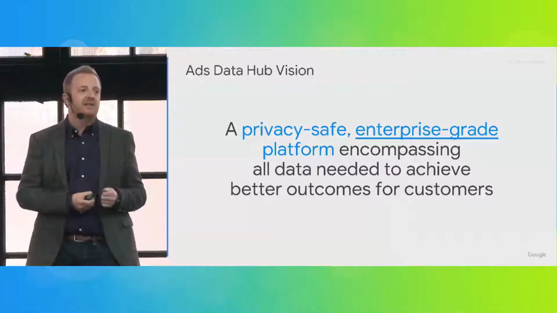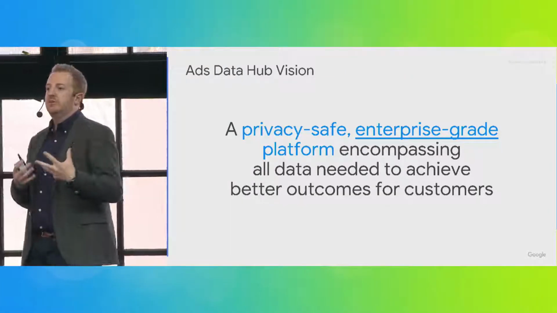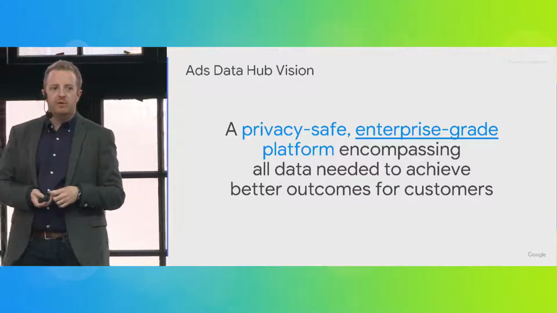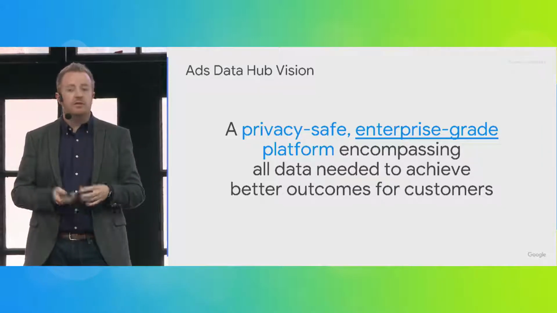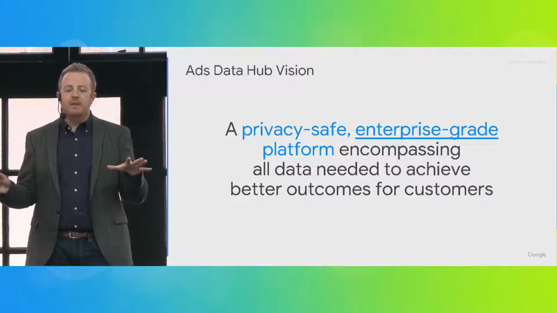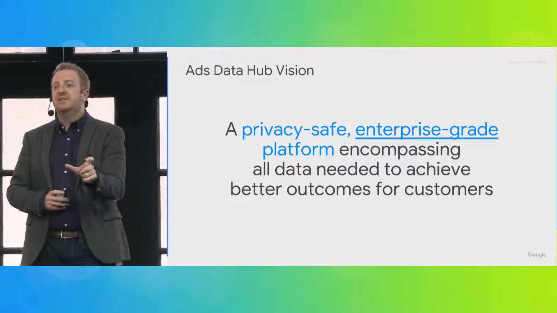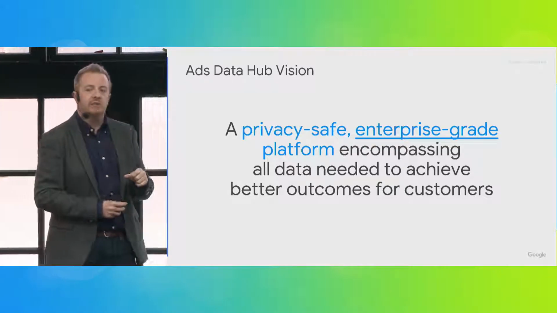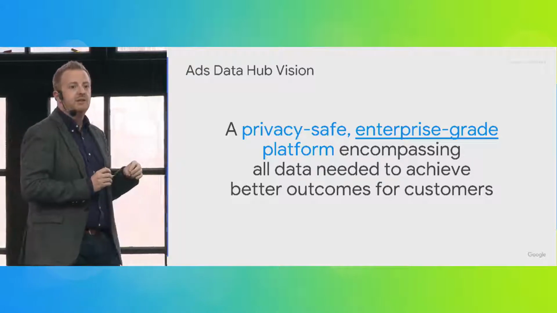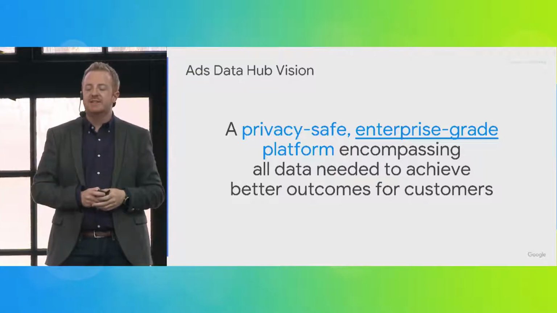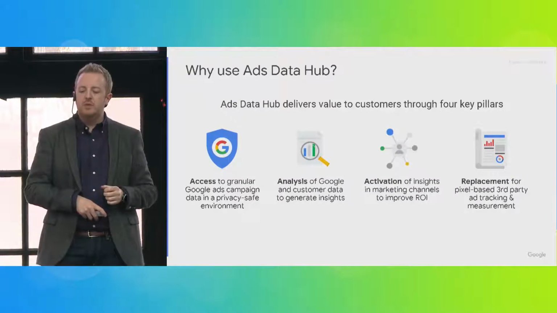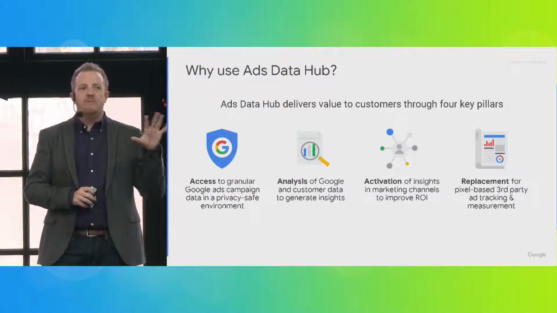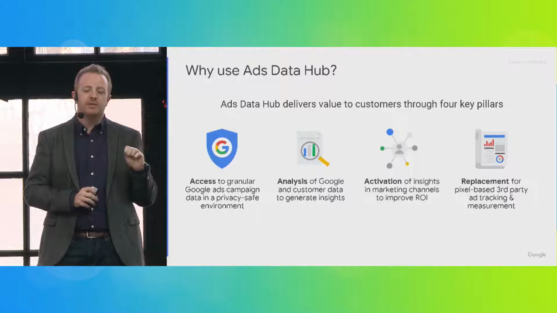Ads Data Hub is Google's privacy-safe, enterprise-grade platform that brings ads data together and allows our customers to achieve better analysis and better results from it. So this is quite a big statement. The key part you'll notice there is privacy-safe, enterprise-grade, being bold and underlined. And I'll take some time to explain exactly what I mean about that. So, our main pillars inside Ads Data Hub are 4 areas.